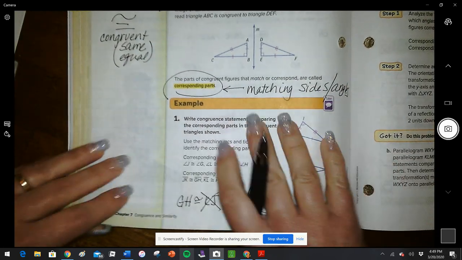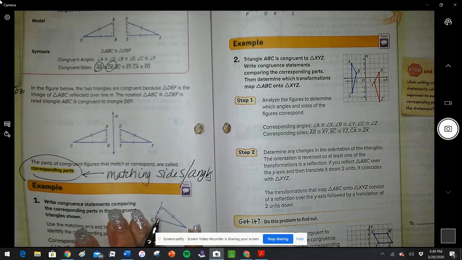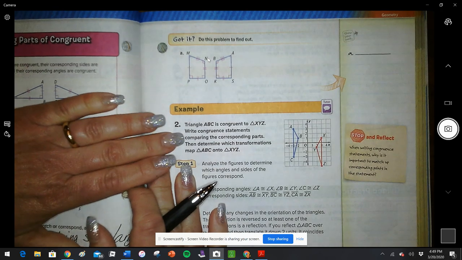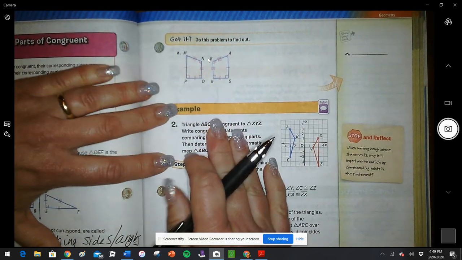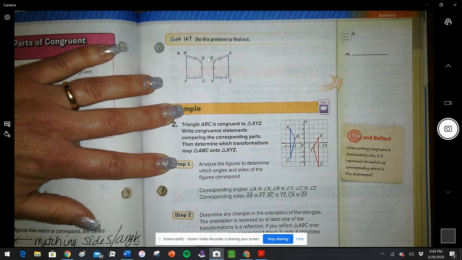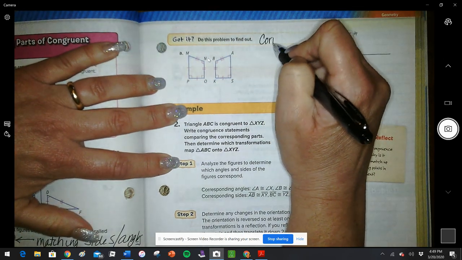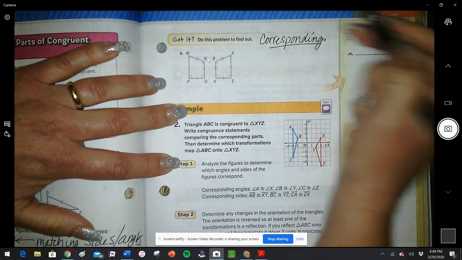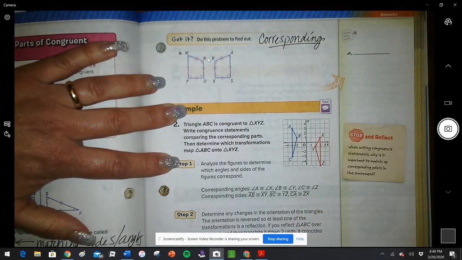Let's try it up at this Got It problem at the top. So let's go get the Got It problem. See what I did there? Okay. So up here at the top, we need to write all of the things that are equal to each other, all of the pieces that are corresponding, all of the pieces that are matching. That's all we're going to do is matching.